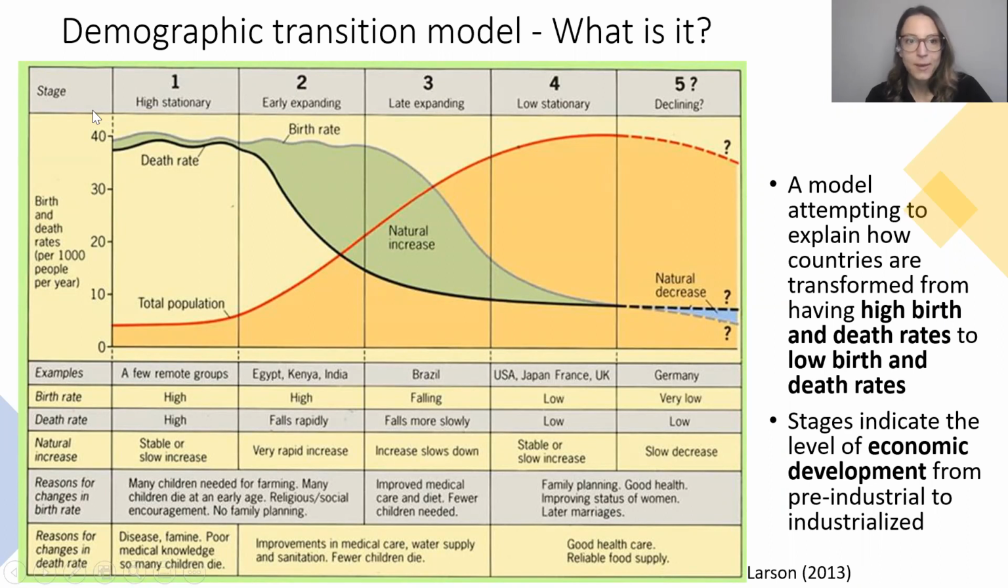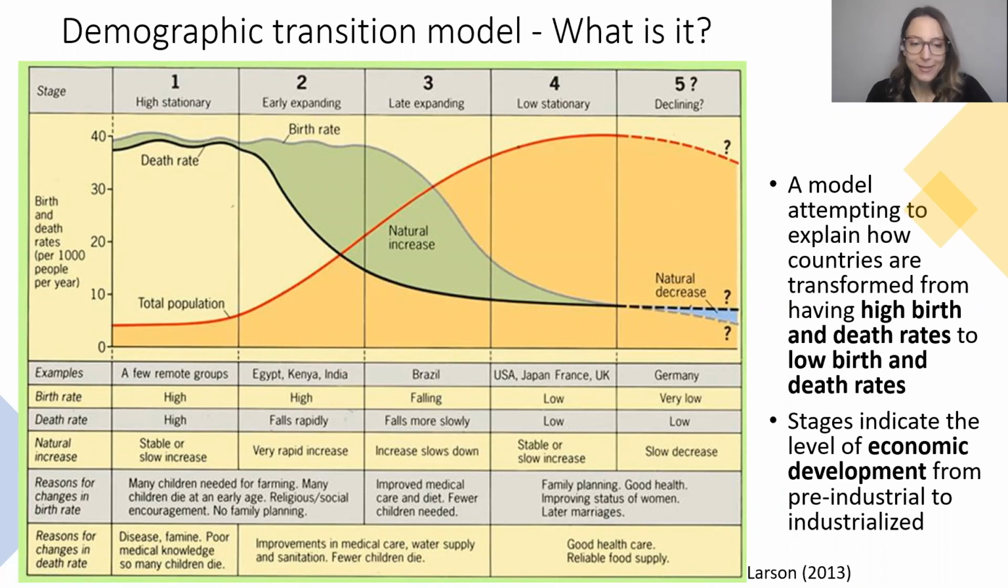stationary stage. So you'll notice here the gray line and the black line. This is the death rate and the birth rate on top of it. And they're nearly equal. They're both really high. This is most likely because of disease, because of famine, poor medical access, things like that. Because many children die, because there's high infant mortality, families are obviously opting to have many children as quickly as they can, before the mortality rate kicks in.